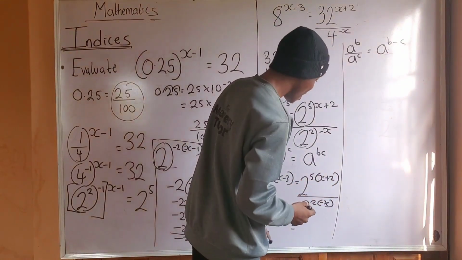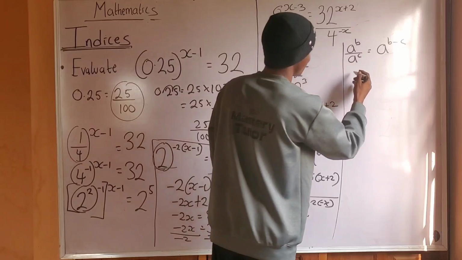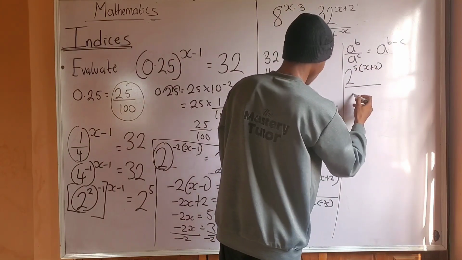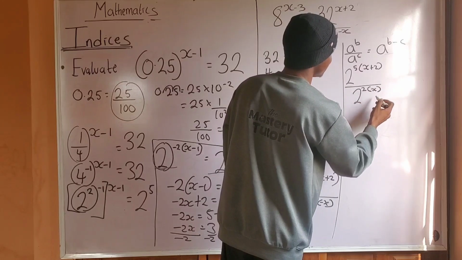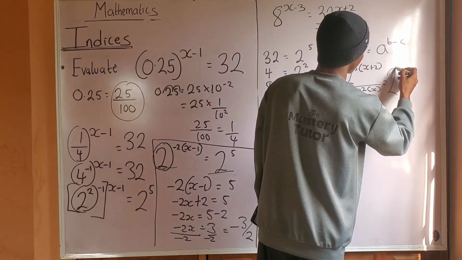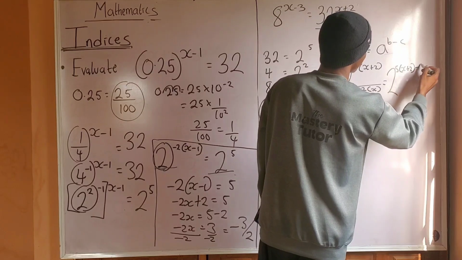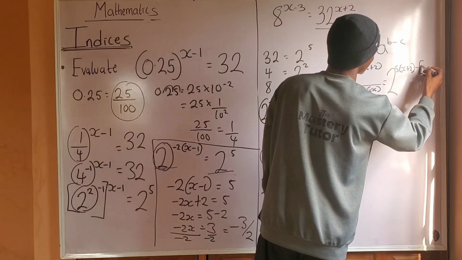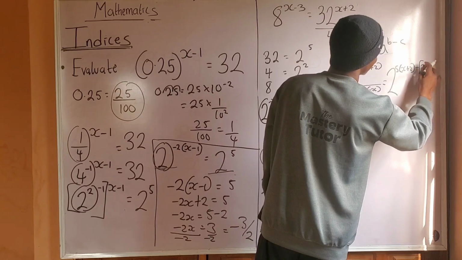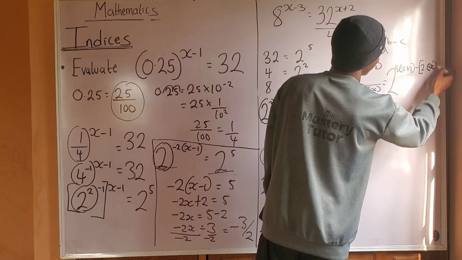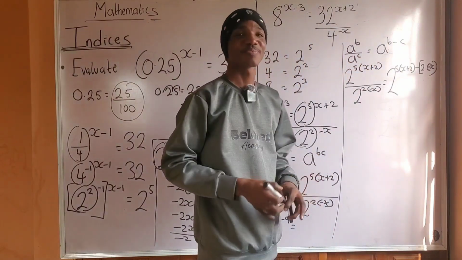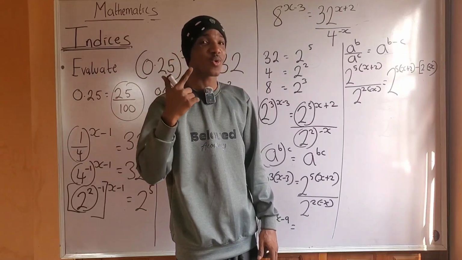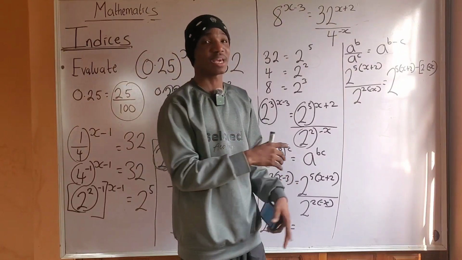Don't forget. Now I'm having 2 raised to the power of 5 multiplied by x plus 2 all over 2 raised to the power of 2 multiplied by x. This can be written as 2 raised to the power of 5 multiplied by x plus 2 minus, don't forget the minus, 2 multiplied by minus x. I just hope you understand what I'm doing. You see? That law, that class that we did, that law of indices that I take time to explain, we are applying it here. Okay?